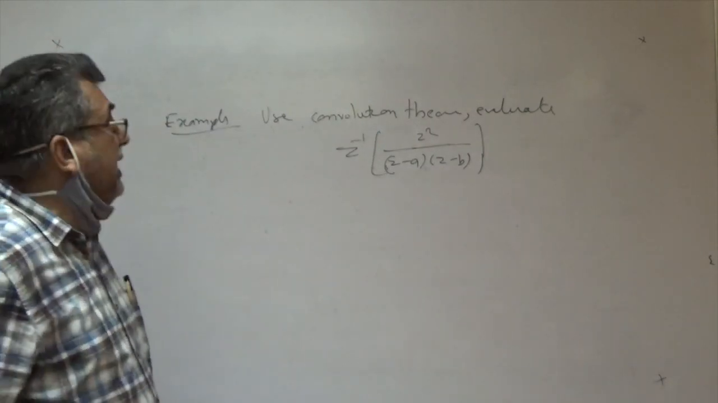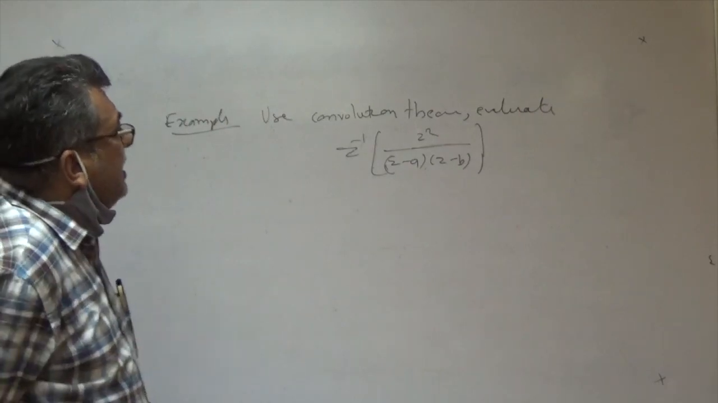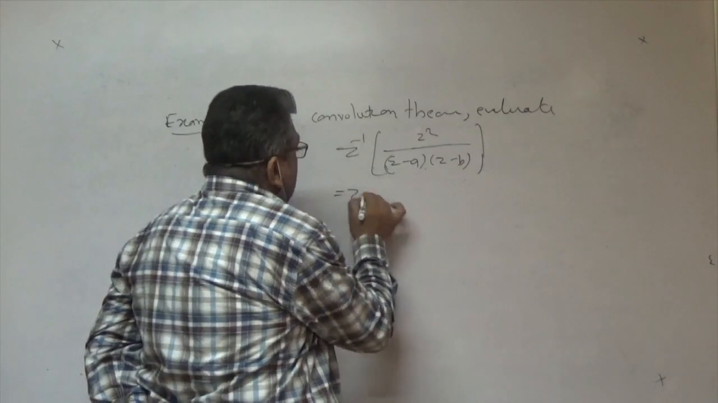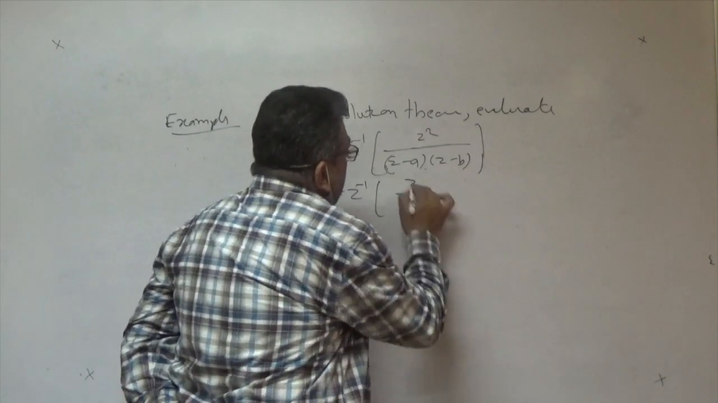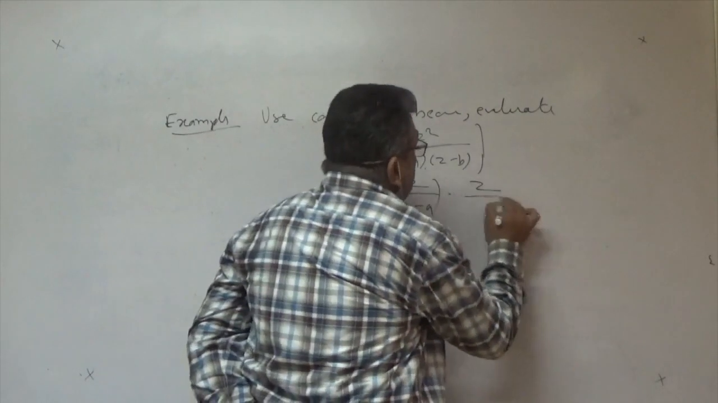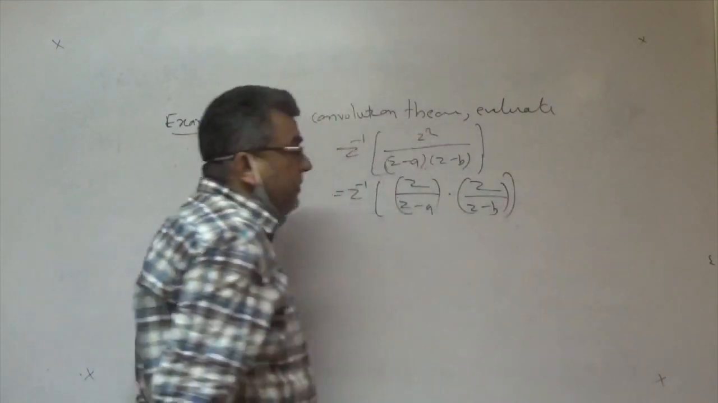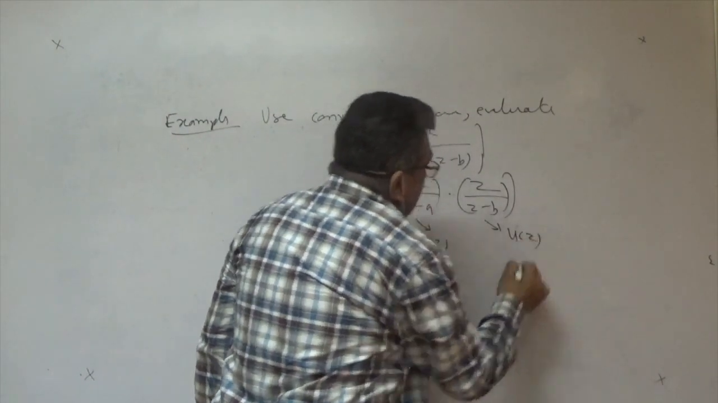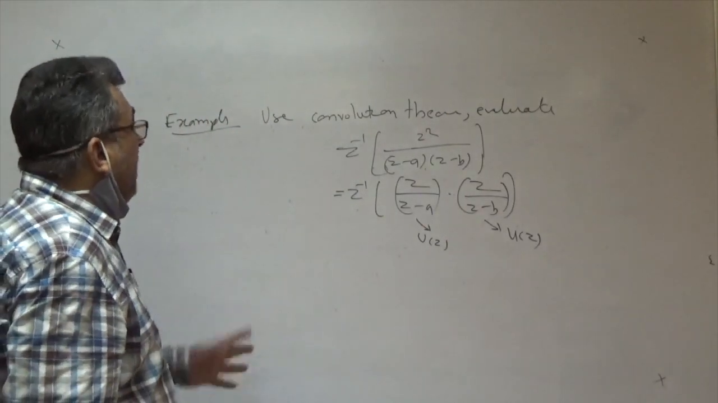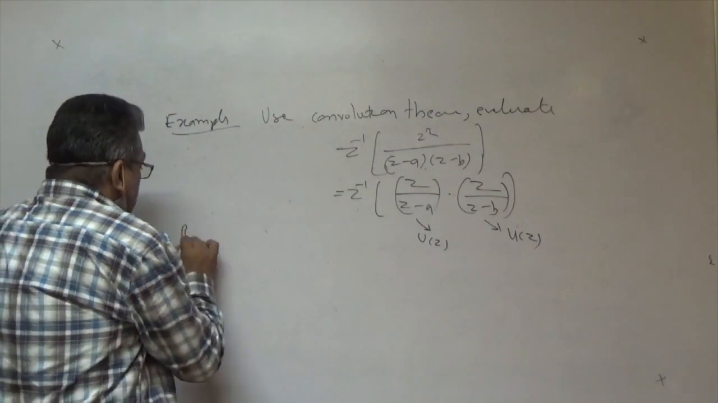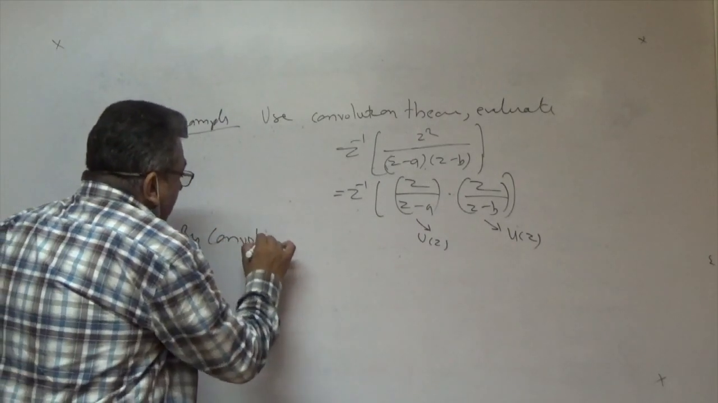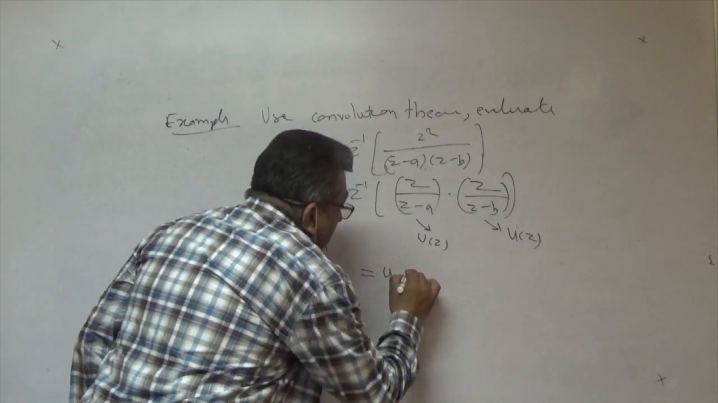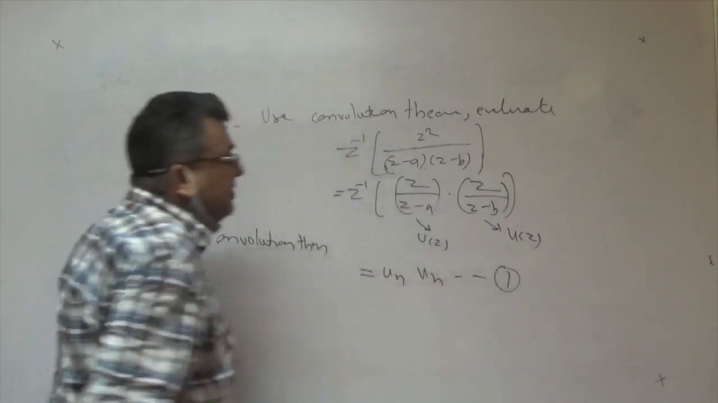So by the convolution theorem, it can be solved very easily instead of using partial fractions. You can write it as the inverse Z transform of Z upon Z minus A, take this as one function U of Z, into Z upon Z minus B, take this as V of Z. Then by the convolution theorem, this will be equal to the sequence un into vn. Take this as equation 1.